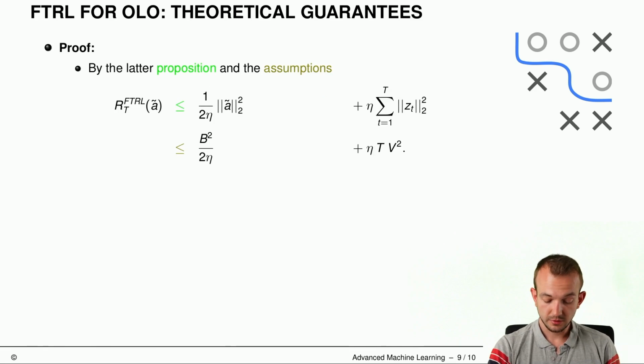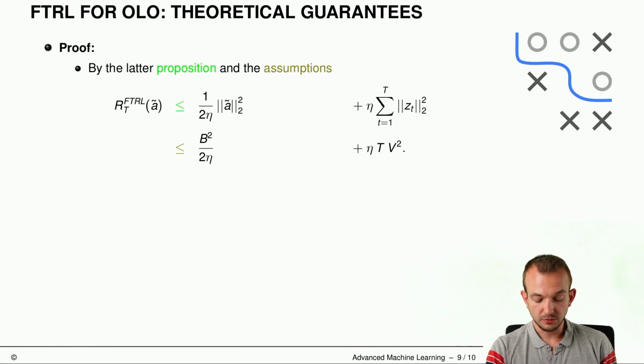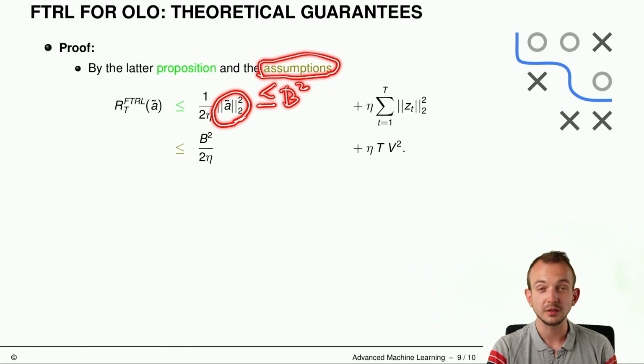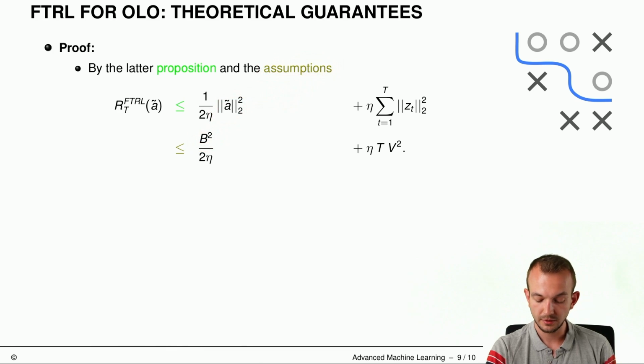It's quite straightforward by using what we already have shown, namely that the regret with respect to some competing action A tilde is a bias term plus a variance term. Now we can make use of our assumptions. Our assumptions are stating that this here is always smaller than b squared, because the maximal Euclidean length we can have for a competing action is b, so squaring it is giving us the b squared.